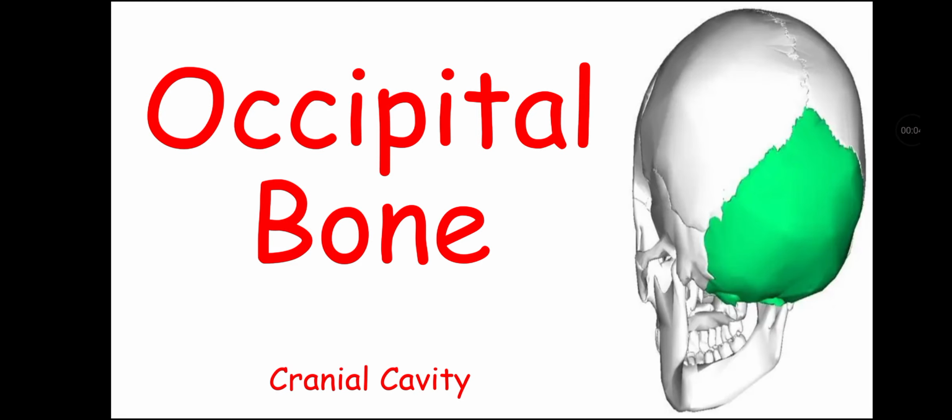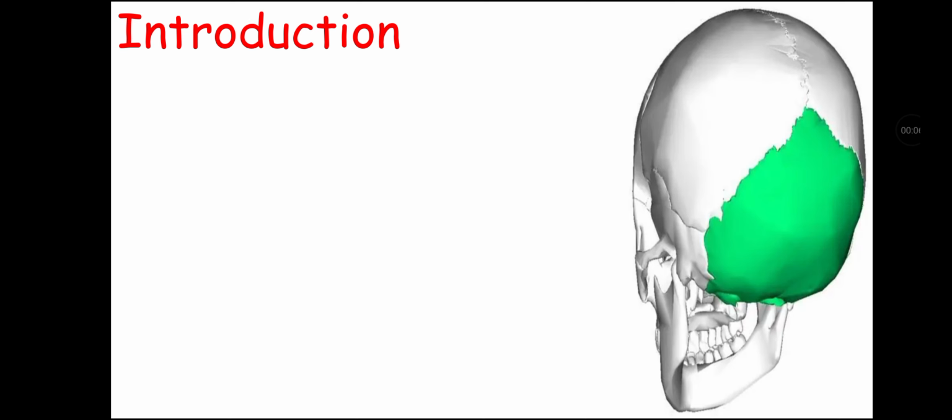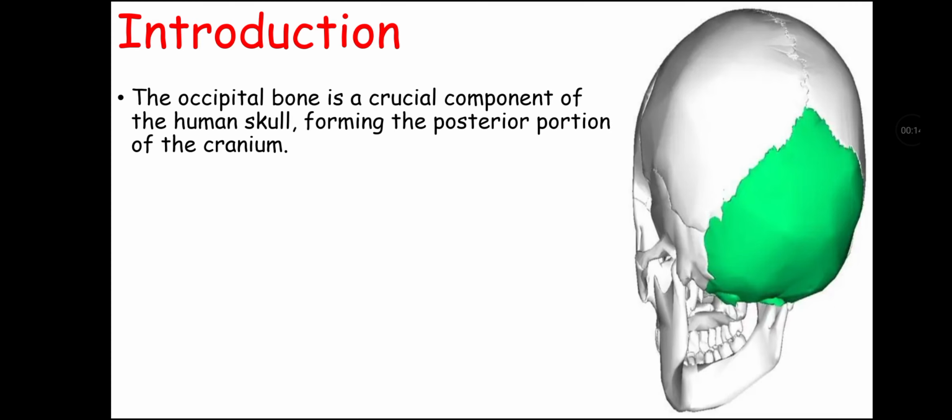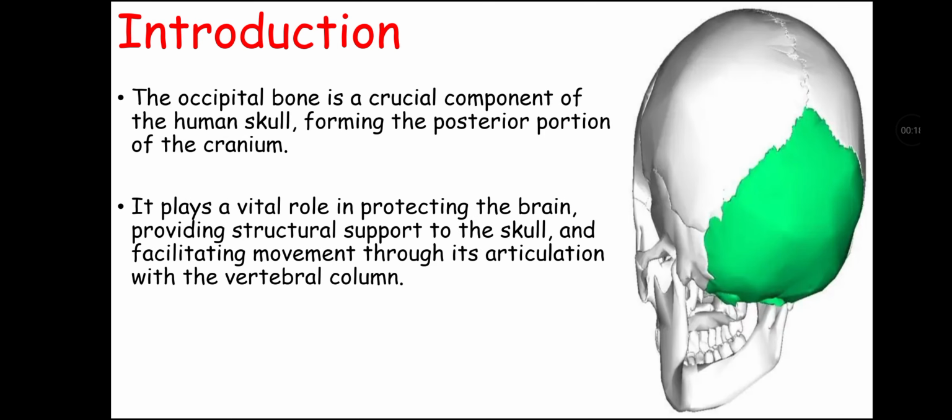Today we are going to talk about occipital bone. We will start our topic with introduction, and here you can see the diagram. The green color portion of the skull bone is called as occipital bone. Occipital bone is a crucial component of human skull, forming the posterior portion of cranium.